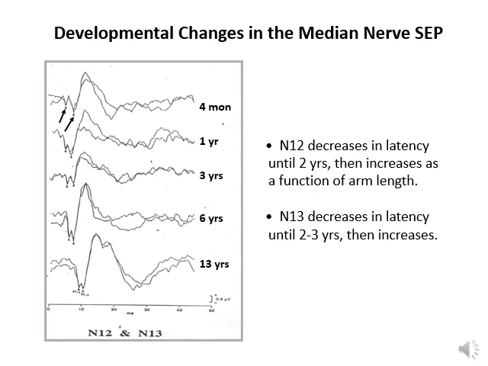Not shown in this picture, but following the same pattern, the posterior tibial nerve SEP lumbar responses show exactly the same pattern of decreasing latencies within the first few years of life as a function of maturing myelination, and then increasing latencies as a function of increasing leg length.